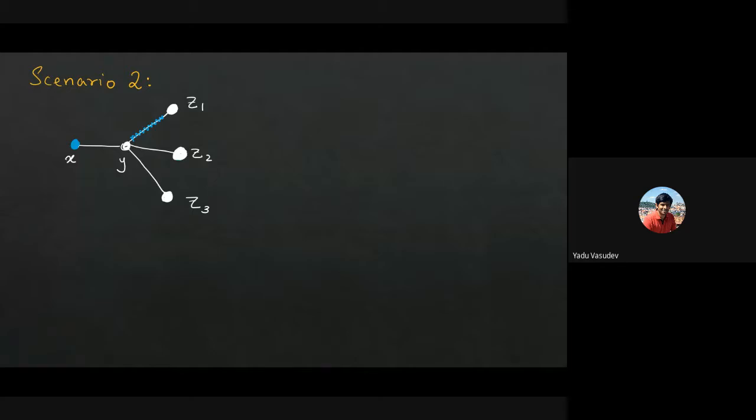So let me just see if z1 is a neighbor of x. If z1 is a neighbor of x, then sure, that is also possible. Let me just think. Sure. If z1 is a neighbor of x, what will happen?